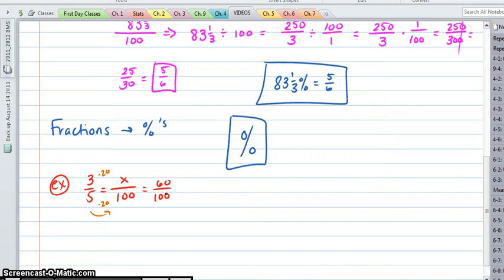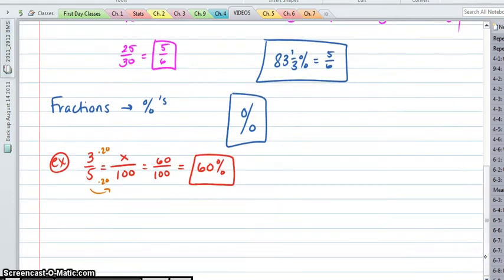Now we're not done. We have to take this and convert it into a percentage. So since it's already out of 100, I can take what's in the numerator and write that as my percent. So I can say 60 100ths is equal to 60%. So 3/5 equals 60%. Let's take a look at 3/2. This is an improper fraction. That's fine. I know that this percent will end up being over 100 because it's improper.